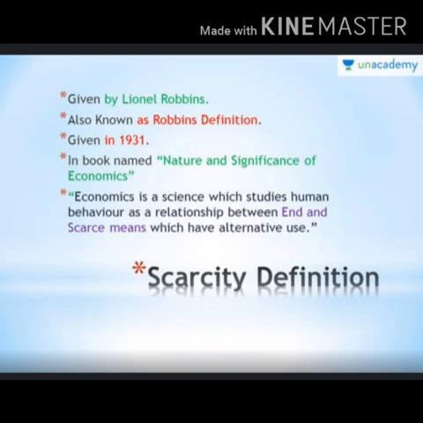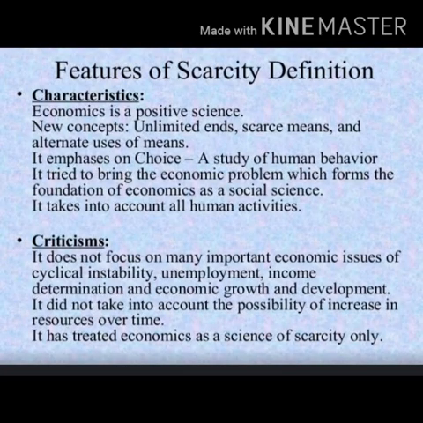Now, what are its features? Economics is a positive science. In this definition, he has introduced 4 new concepts, that is unlimited wants, scarce means, alternative uses of means and choices. And it basically emphasizes choices, that is a study of human behavior, what humans want. It tried to bring out the economic problem which forms the foundation of economics as well as social science. And what are its criticisms? It does not take into account the possibility of increase in resources over time. It has treated economics as a science of scarcity only.